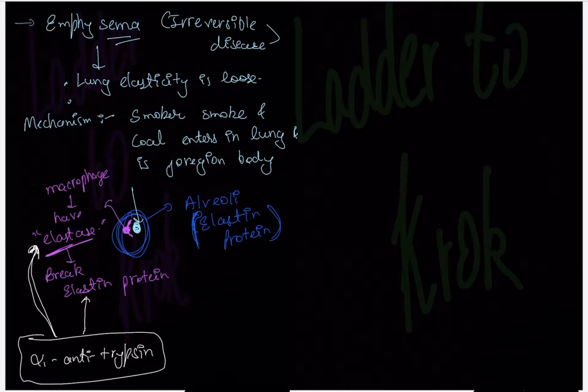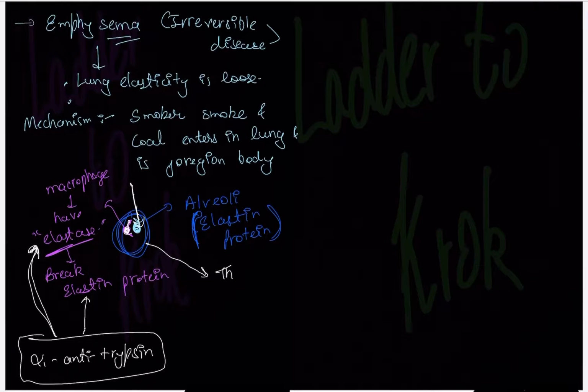But in chronic smokers, what will happen? So many antigens are coming into their body as foreign bodies, and their body produces so many macrophages for it, and there is not enough alpha-1 antitrypsin in the lungs to stop this elastase. Then the elastase will work, and the work of this elastase is that it breaks elastin proteins. Now what will happen after that?